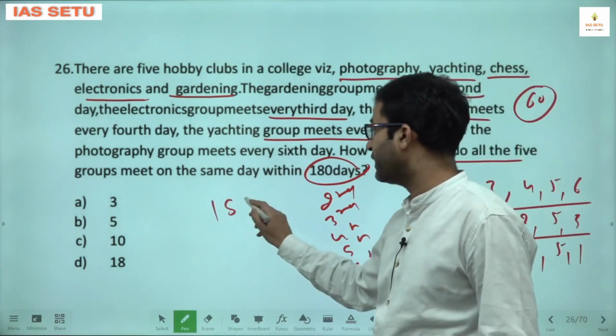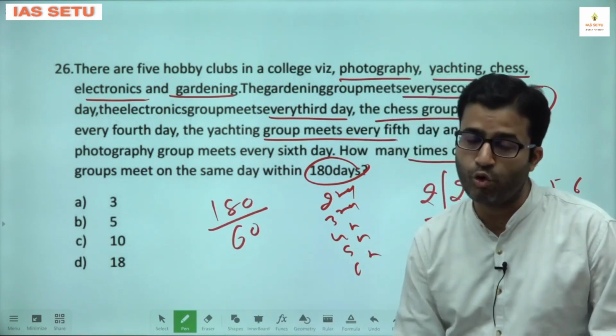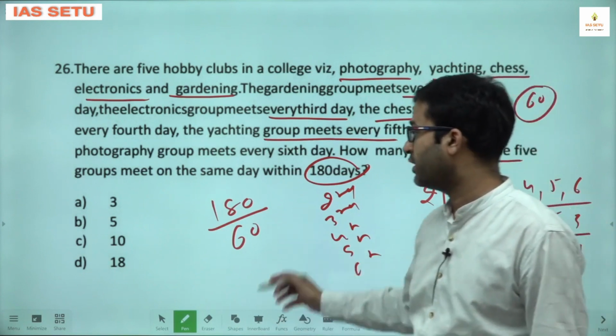And in 180 days, how many times will they meet? Every 60 days they are meeting, all groups are meeting together. So in 180 days, 3 times.